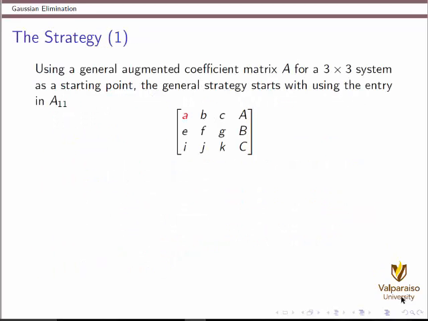So generally speaking, here's the process. This is a worst case scenario for a coefficient matrix. This would come from the system ax plus by plus cz equals capital A, dx plus ey plus fz equals capital B, and so on.